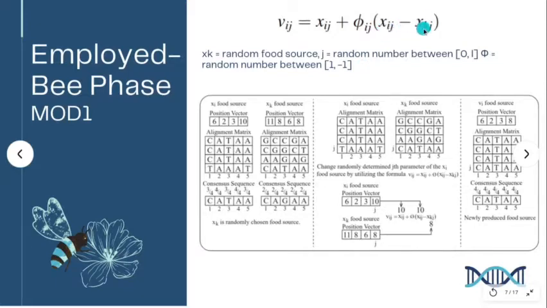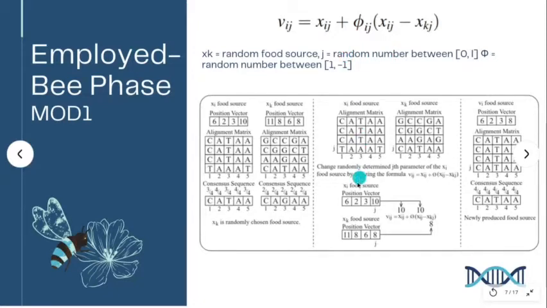Xk is a randomly generated position vector, and j is also a random number between 0 and the length of the motif. So basically what we're trying to do with this equation is change one element of our current position vector to produce a new food source.